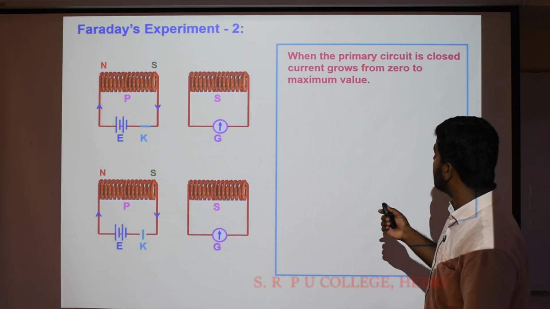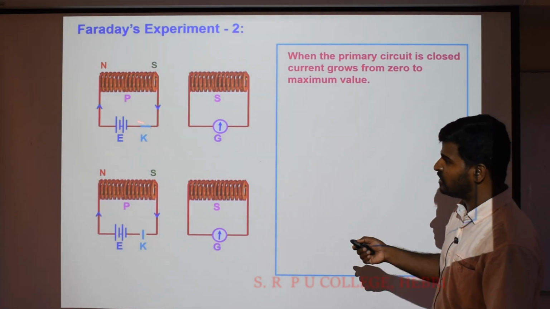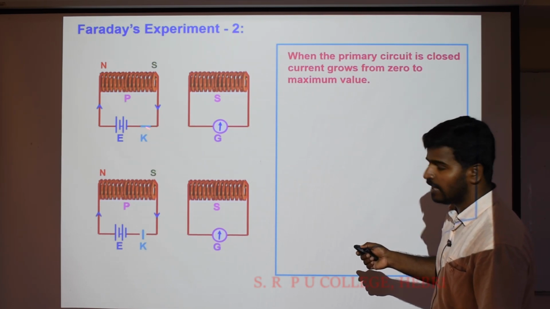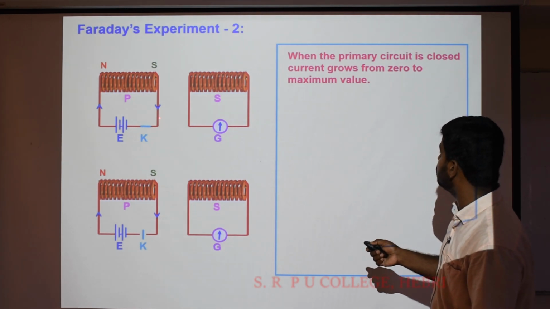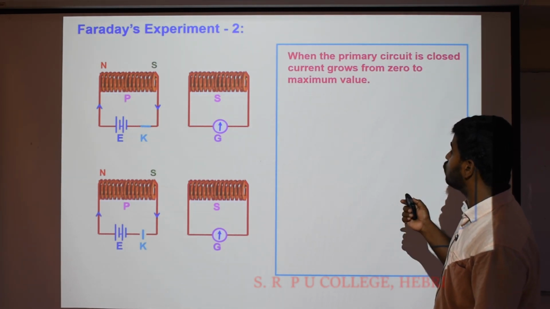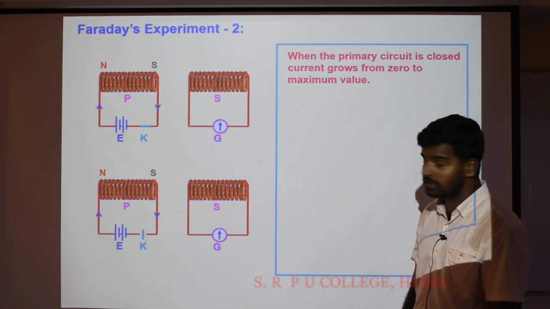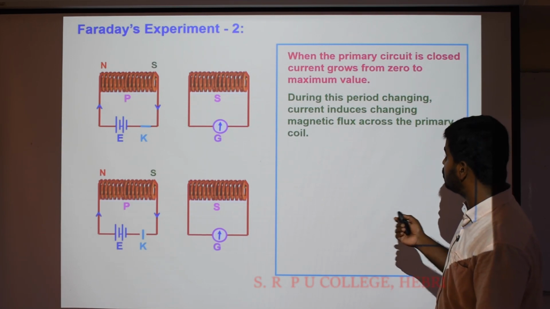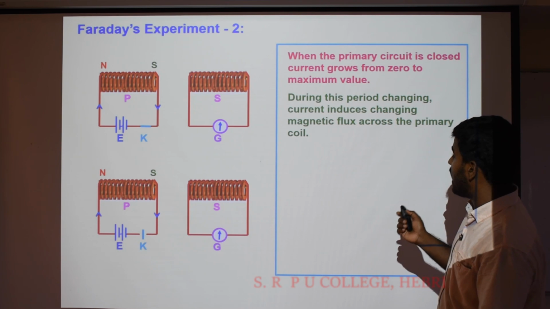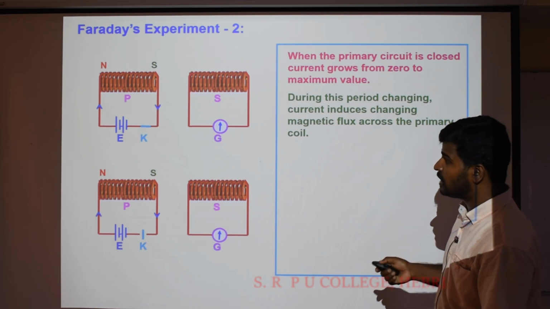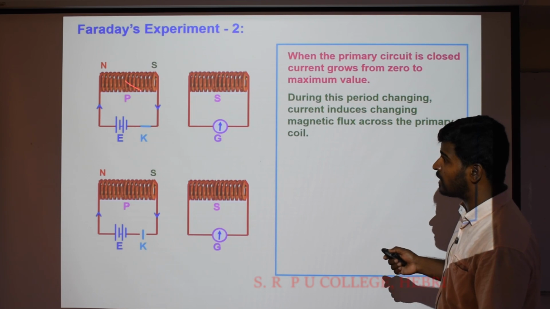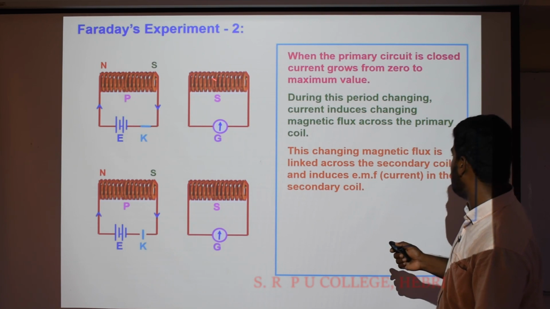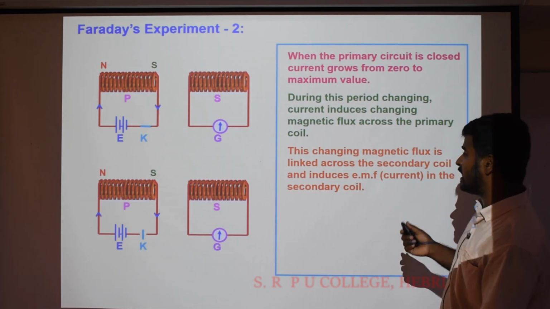Based on this we have made the observation in the first case, when the primary circuit is closed by the key. See here, the circuit is closed. Is there any open place here? When the primary circuit is closed, the current grows from 0 to maximum value. During this period, the changing current induces changing magnetic flux across the primary coil. This changing magnetic flux is linked with the secondary coil and induces an EMF in the secondary coil.